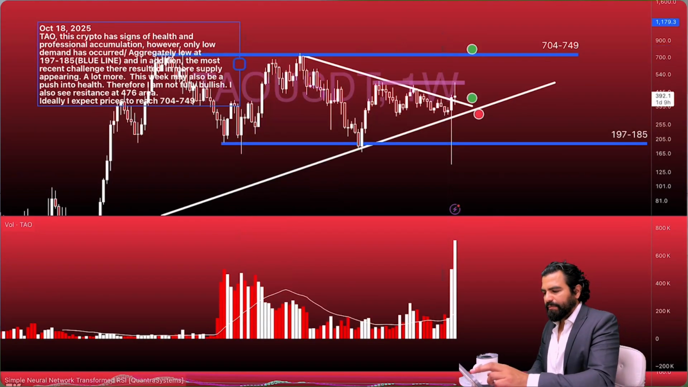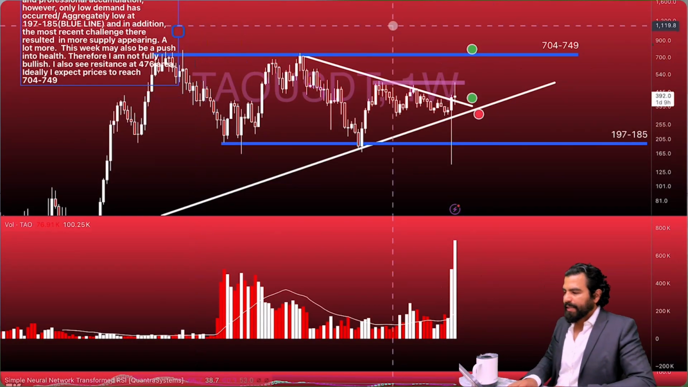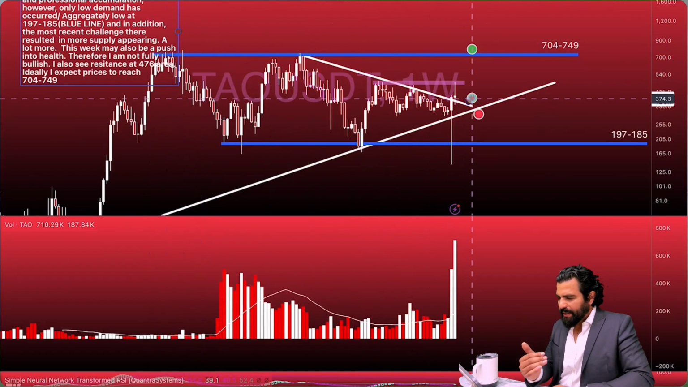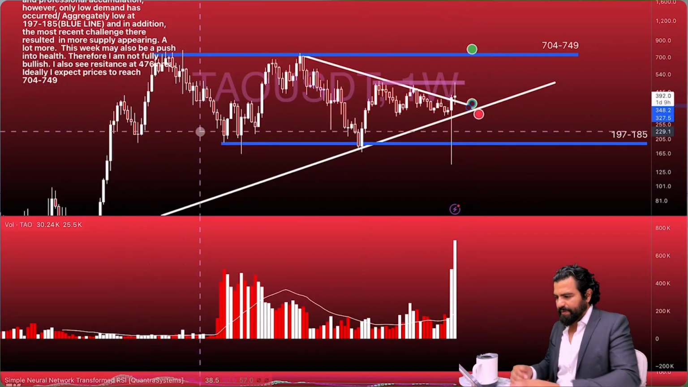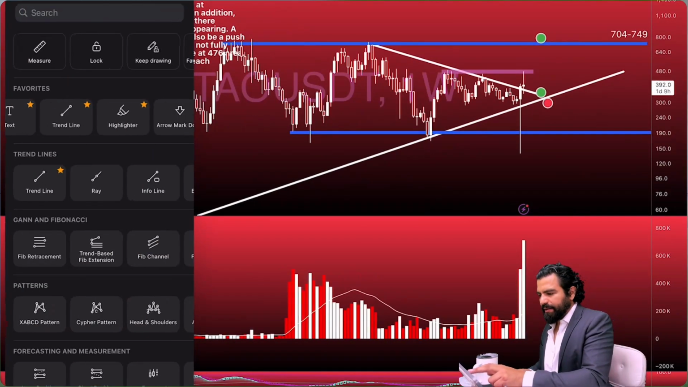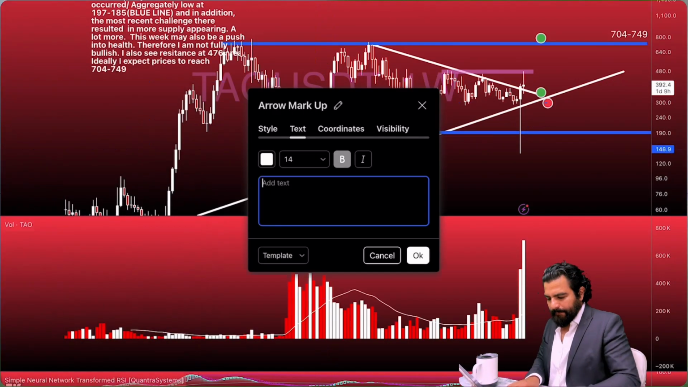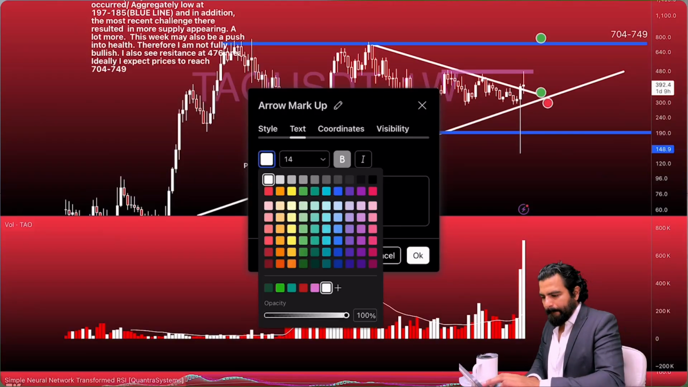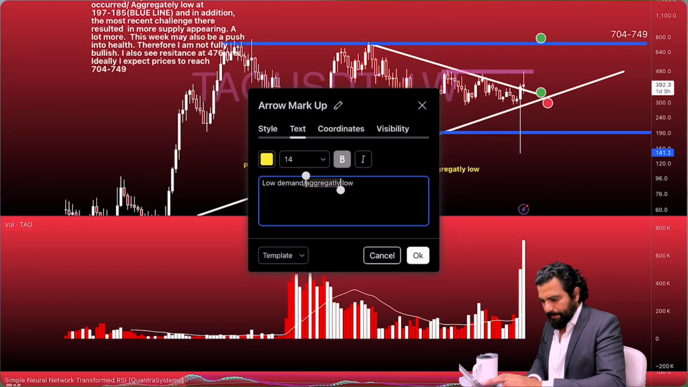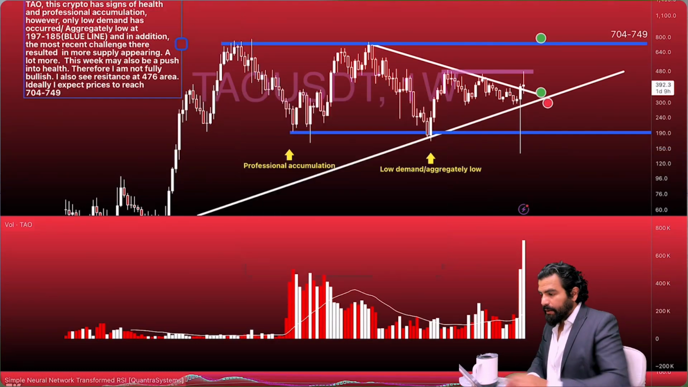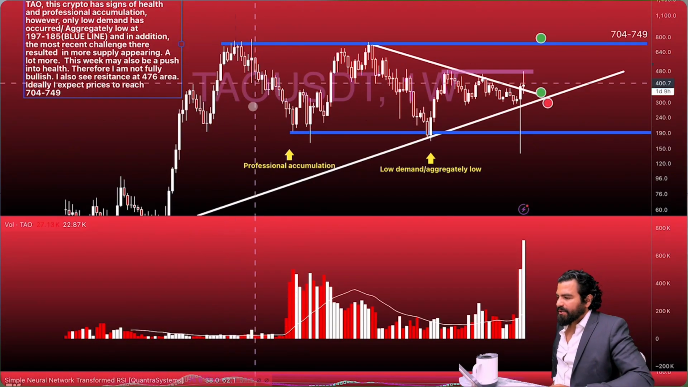All right, let me read what I got. Tau. This crypto has signs of health appearing and professional accumulation. How? Right here. And I'll make sure I draw an arrow so you guys can see. Professional accumulation. Low demand, aggregately low. Praise God for that. This crypto has signs of professional accumulation.